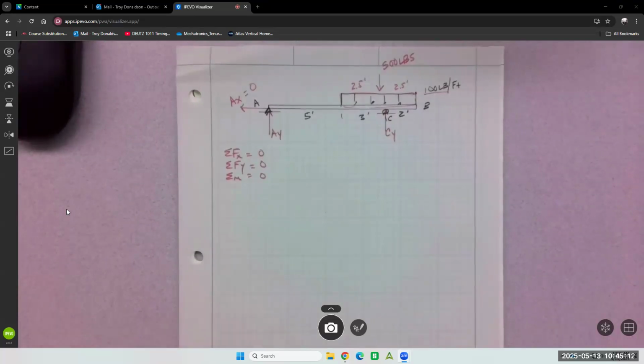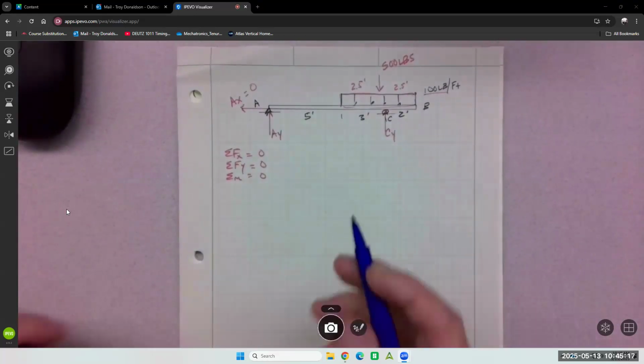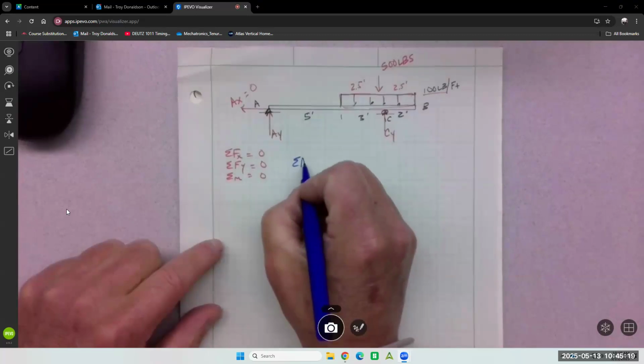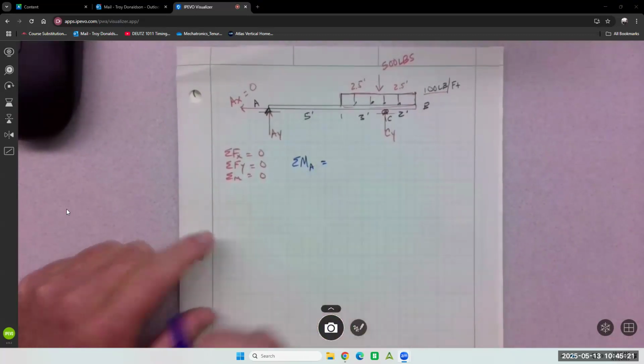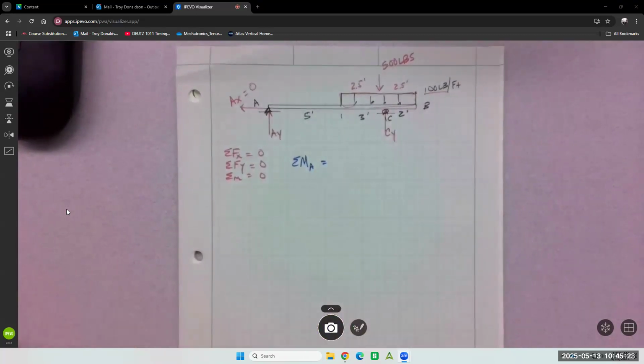Where do you want to do it? Okay. Sure. The notation was some moment at A. This is collecting all of those rotation forces, right? Everyone remember this? Kind of foggy?